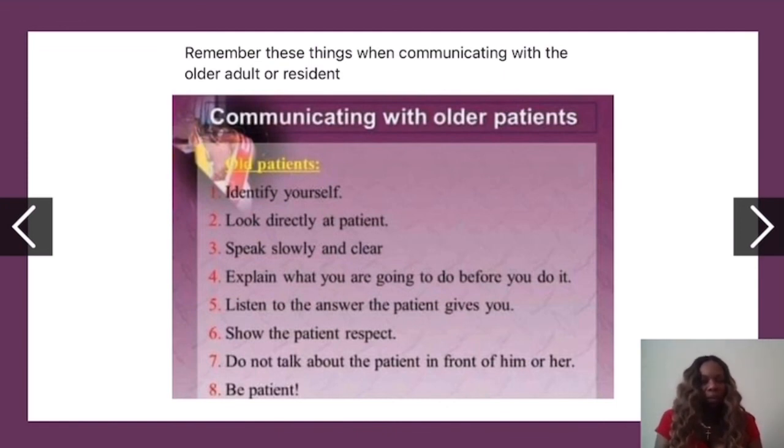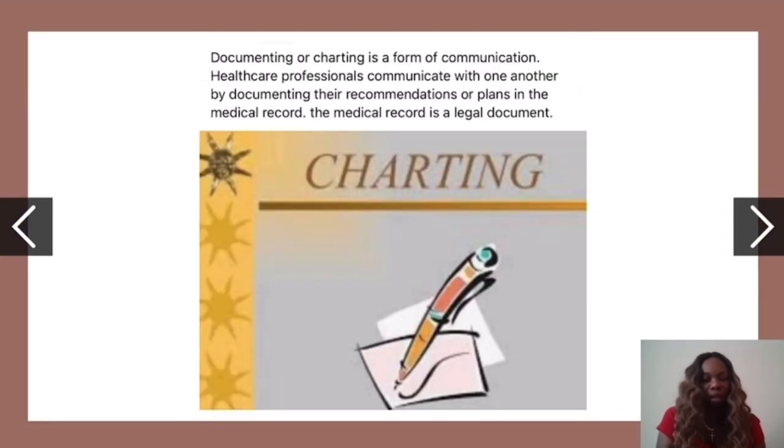Remember these things when communicating with the older adult or the resident. You want to identify yourself and you want to look directly at them. You want to speak slowly and clearly. You want to explain what you are doing and what you're going to do before you do it. You listen for the answer that the patient gives you and you show them respect. You do not talk about the patient in front of him or her. You want to include them in any conversations that you're having regarding their care. And remember, with geriatric patients, nothing happens fast. You have to be patient.